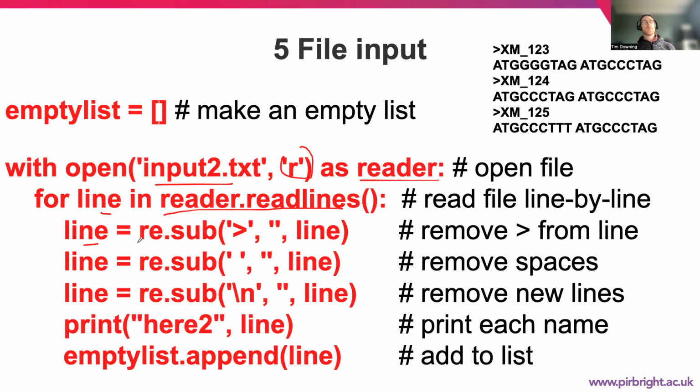For the line, we're going to substitute the greater than symbols, which are the ones on these lines here. So if a line contains one, that will be removed or replaced with nothing. The spaces are going to be removed as well. So you see the spaces there, and that can happen to us sometimes. And then it's also going to remove the new lines at the end of the lines here. So they're removed. We're going to print out the line here just to check what's there, and we're going to append it onto that list. So we're going to add it into our list there.